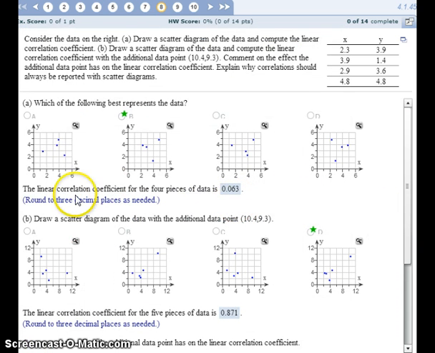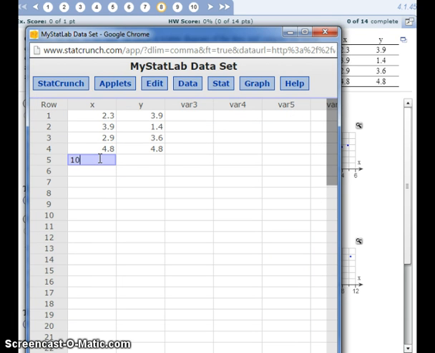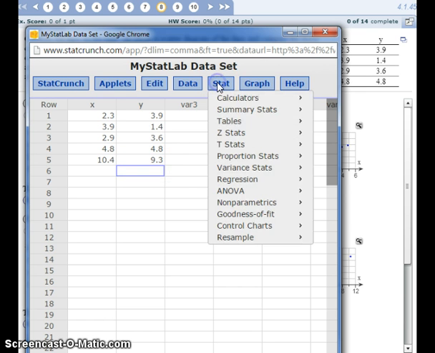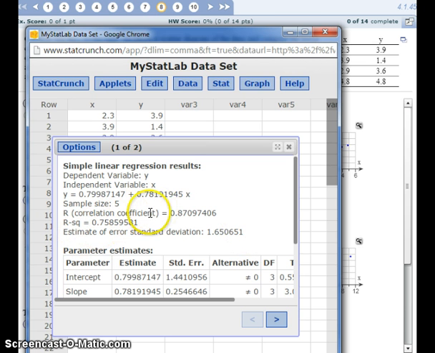So type that in. And then for part B, we're supposed to add more data and see how that affects our scatter diagram and our linear correlation coefficient. So we're going to add 10.4 for an x value associated with 9.3. And again, let's do our same steps: simple linear regression, x and y, and compute. And now our correlation coefficient is 0.871.